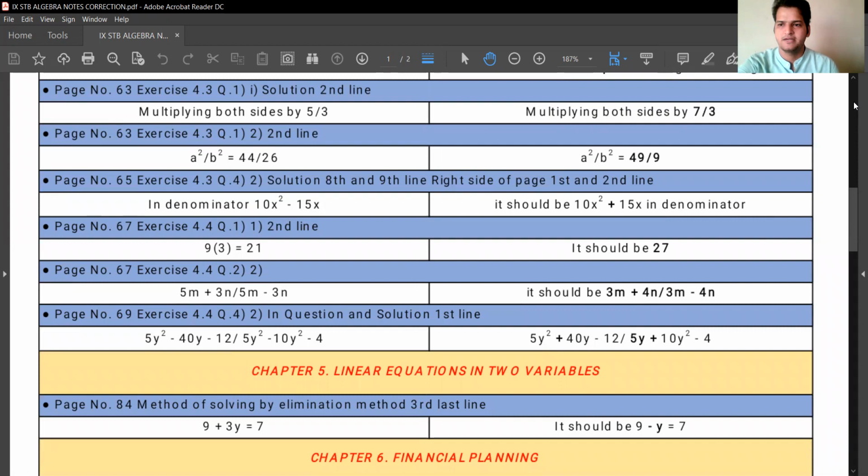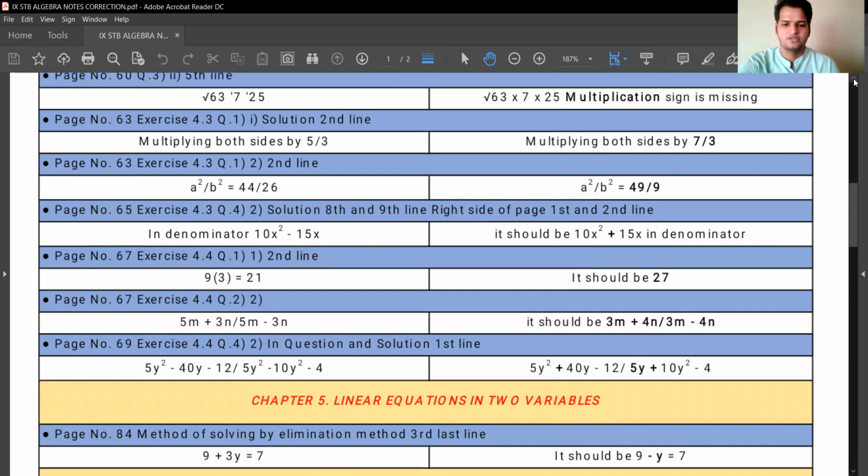Now coming to the next part. Corrections for chapter number 5, linear equation in two variables. On page number 84, the method of solving by elimination method. In that, the third last line, you will find the equation as 9 plus 3y equals to 7. That equation should be corrected as 9 minus y is equals to 7.